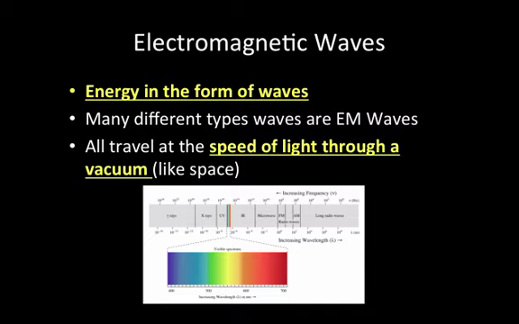If they move through air, it's a little bit slower. Moving through water, it's a little bit slower because the molecules provide some resistance to the speed of the wave. So just understand there's lots of different electromagnetic waves. Light is one of those.